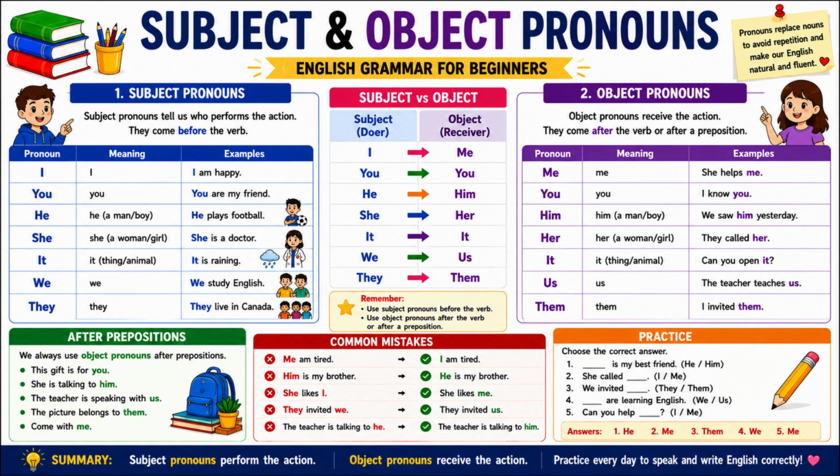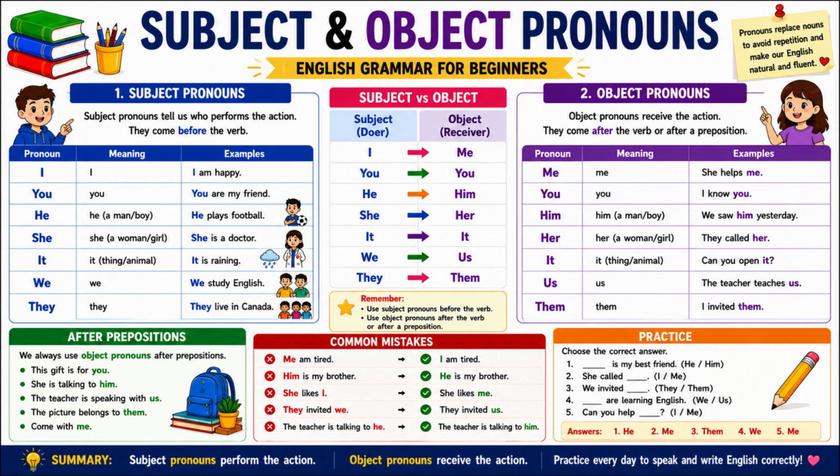Subject pronouns versus object pronouns. Subject, object: I, me. You. He, him. She, her. It. We, us. They, them. Examples. Example 1. He is my friend. I see him every day. Example 2. She is a teacher. We like her. Example 3. They are my classmates. The teacher knows them.